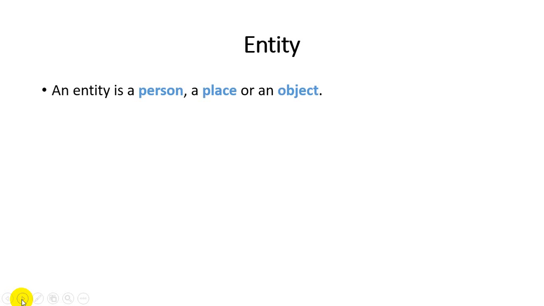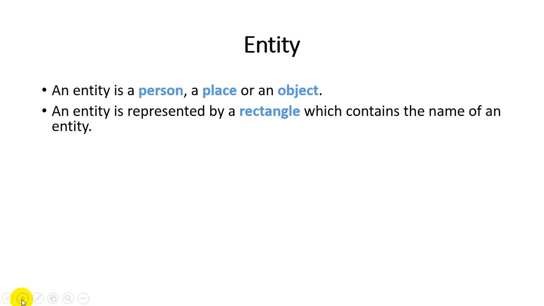An entity is a person, a place or an object. Whatever we are discussing in a database with the help of a person, place or object is known as an entity. An entity is represented by a rectangle which contains the name of the entity. Whatever is inside the rectangle is known as an entity. So whenever we want to represent any entity which is part of our database, we can use the rectangle as the symbol of an entity.